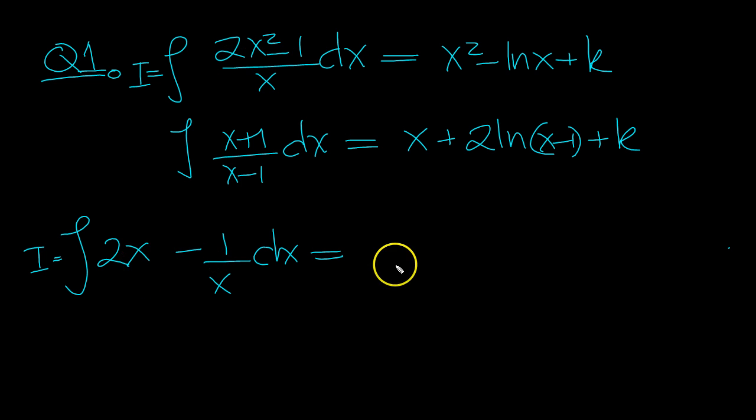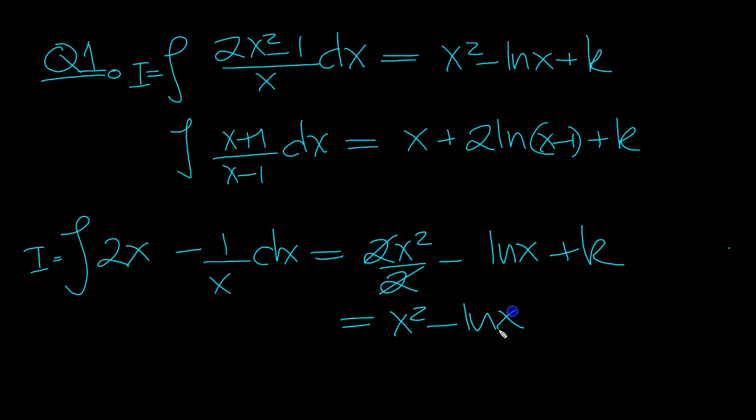Let's have a go. 2x raised to the power by 1 divided by that number. Minus, and this is an integral, log x plus k. And the 2's cancel. So it does equal x squared minus log x plus k. Now let's try the next one.